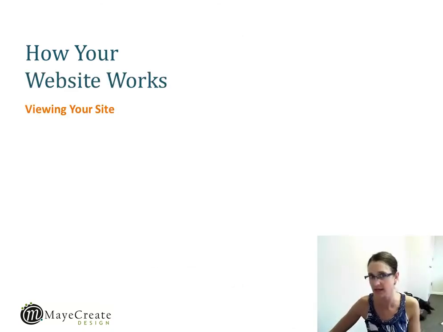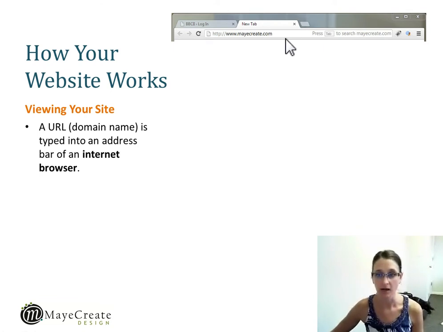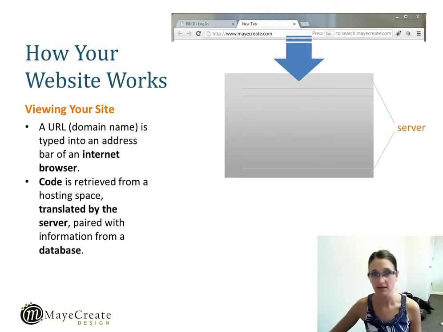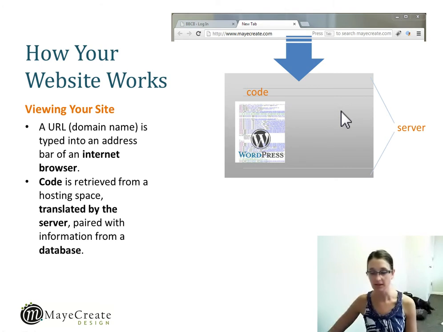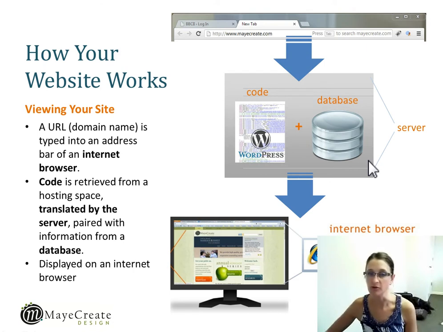So when people view your website out online, basically what they're doing is they go out, and of course you've all done this 100 times before, you enter in a URL or a domain name into the search bar of a browser. Then what happens is code is actually retrieved from a server and paired with information in the database, translated by the server, and then displayed on an internet browser for people to read.